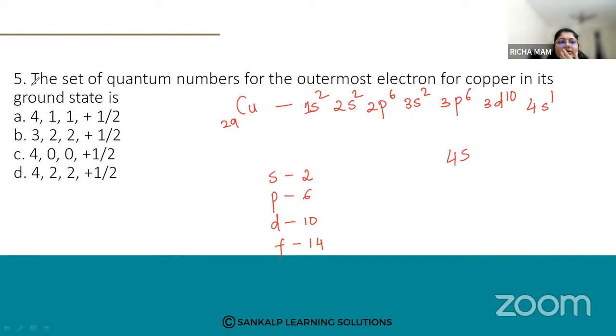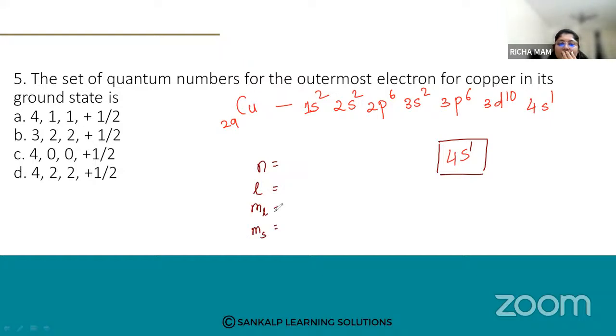Now write down for 4s1. What they have asked is to write the set of quantum numbers for the outermost electron. Which is the outermost electron? 4s1. So write down now, students. Which are the four quantum numbers? You have to tell the values for n, l, m, the magnetic quantum number, and the spin quantum number. So what is the value here? What is n? The value of n is 4, because the main shell is 4 here.